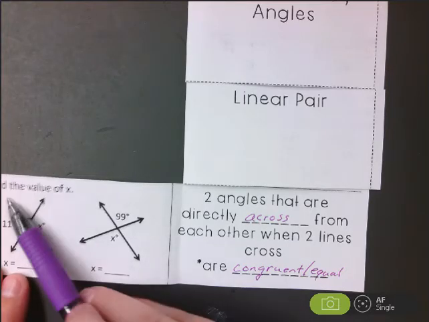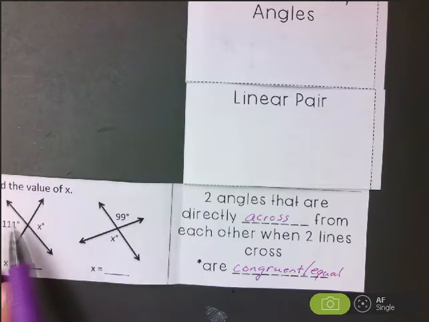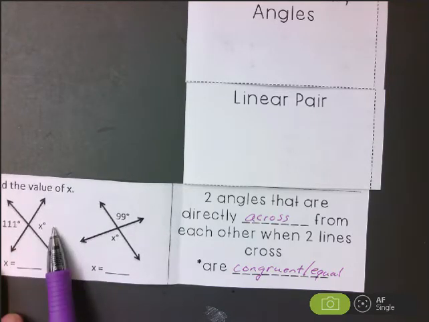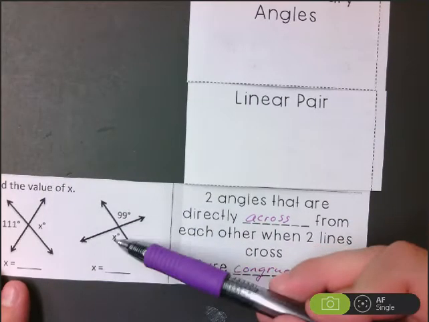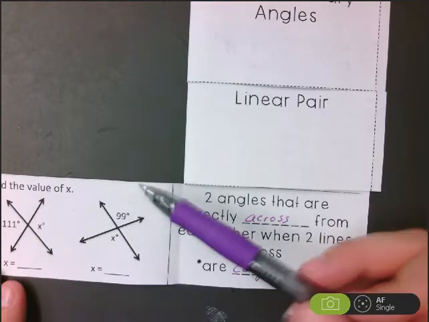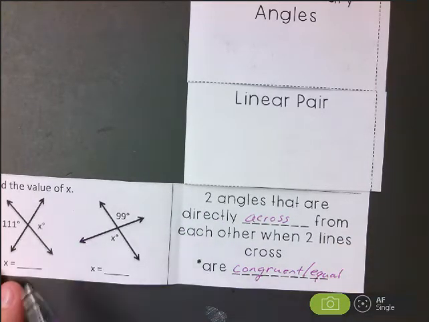So we have two lines intersecting here. The ones across from each other. That could be across from each other right to left. That could be across from each other up and down. It doesn't make any difference as long as they are straight across from each other at that intersection. Okay? Those are going to be congruent to each other.